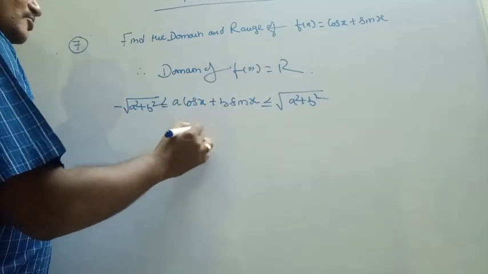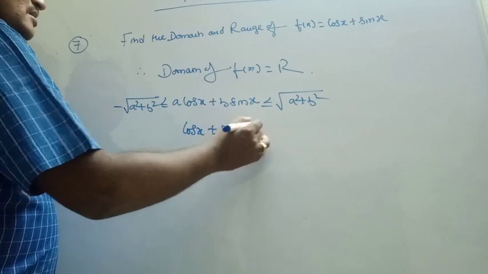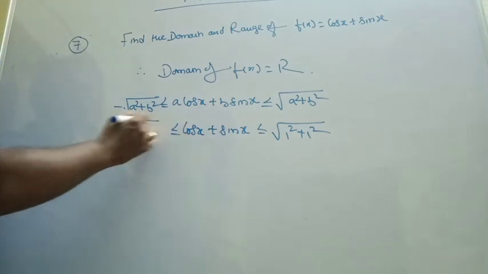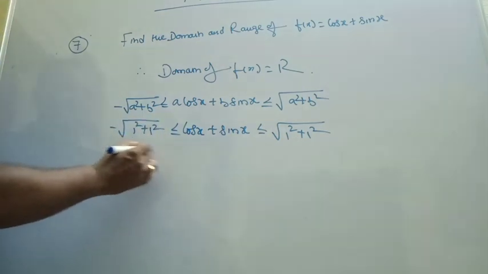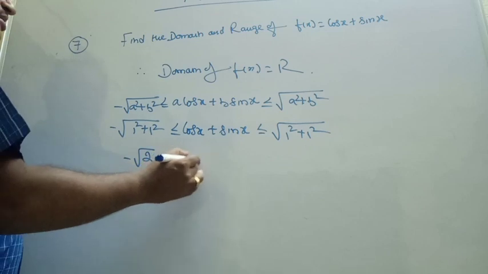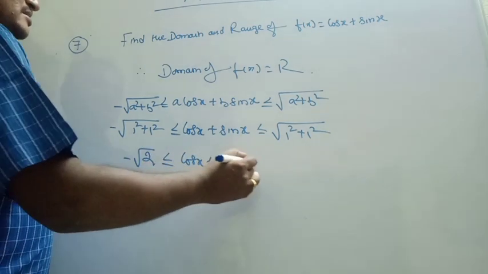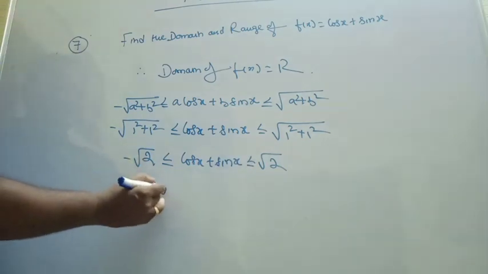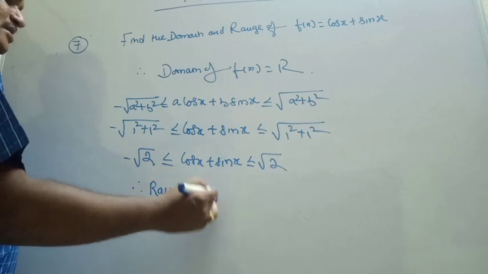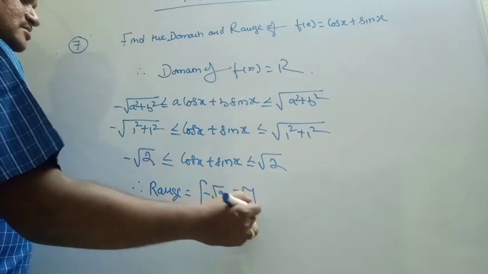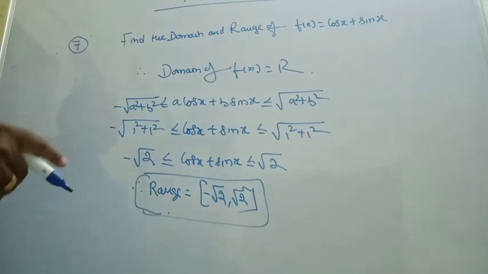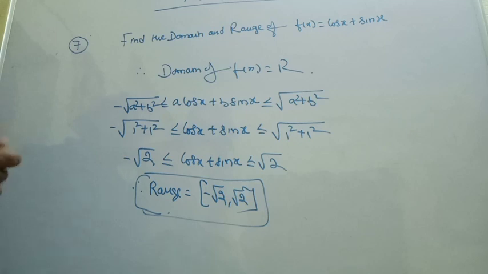Therefore, we have cos x plus sin x, which lies between minus root over 1 square plus 1 square and root over 1 square plus 1 square. This is minus root 2 less than or equal to cos x plus sin x less than or equal to root 2. Therefore, the range of this function is minus root 2 comma root 2. Like this, this wonderful problem can be done.